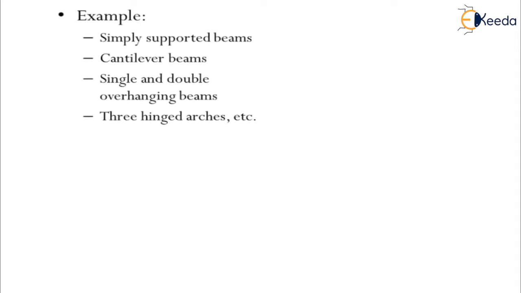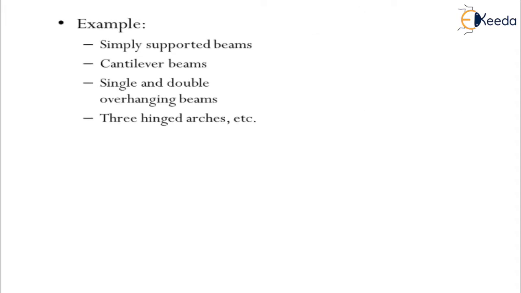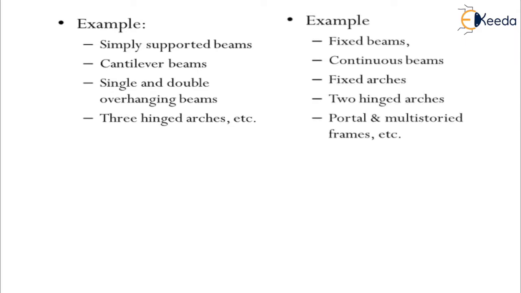Examples for determinate structures are simply supported beams, cantilever beams, single and double overhanging beams, three-hinge arches, etc. Examples for indeterminate structures are fixed beam, continuous beam, fixed arches, two-hinge arches, portal and multi-storied frames, etc.